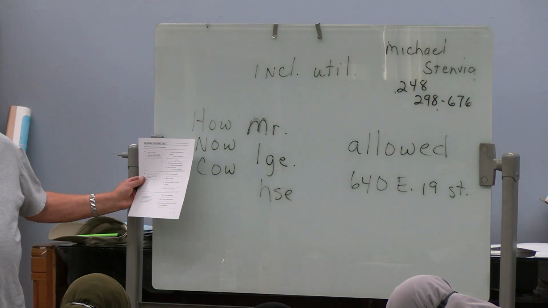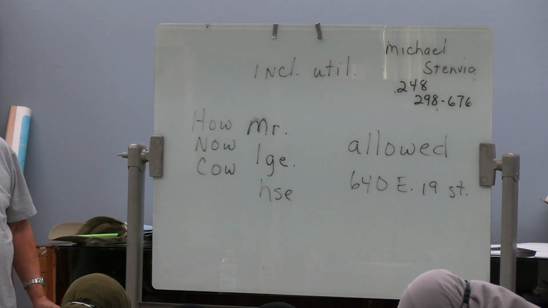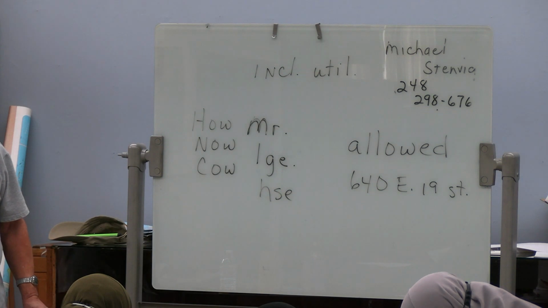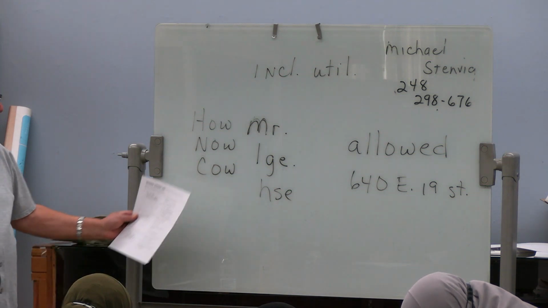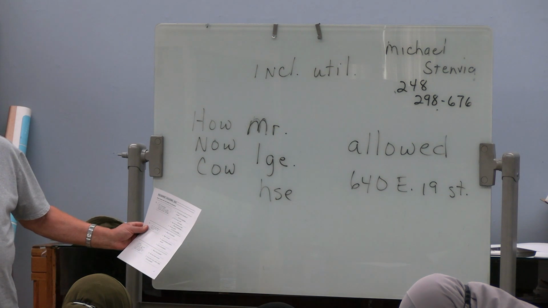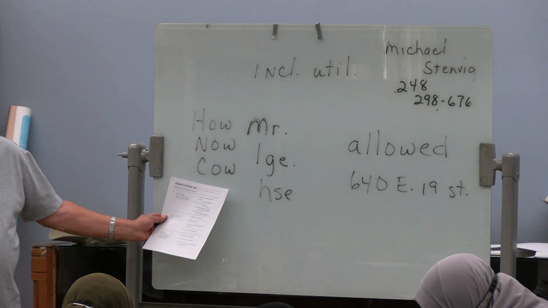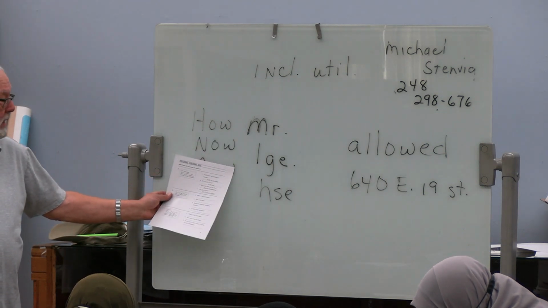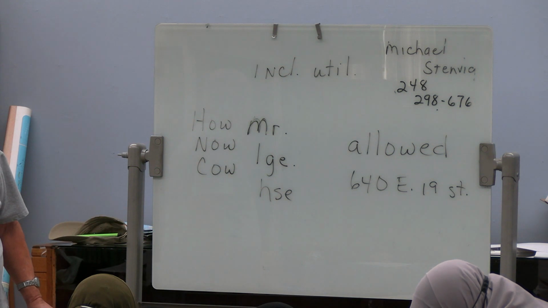What do we have here? How? This is a big question word. How are you? How do you make a roasted dinner? Now. In time. We were talking now. Cow. How now, cow? Rhyming words.